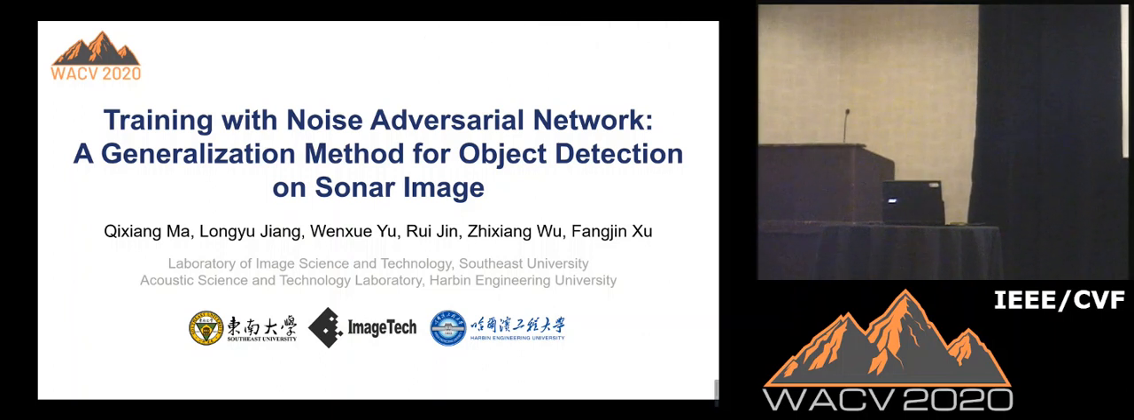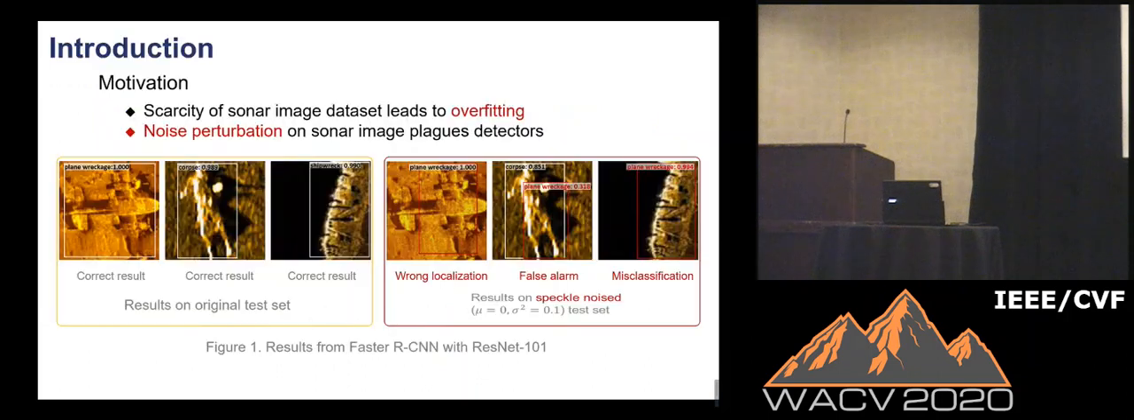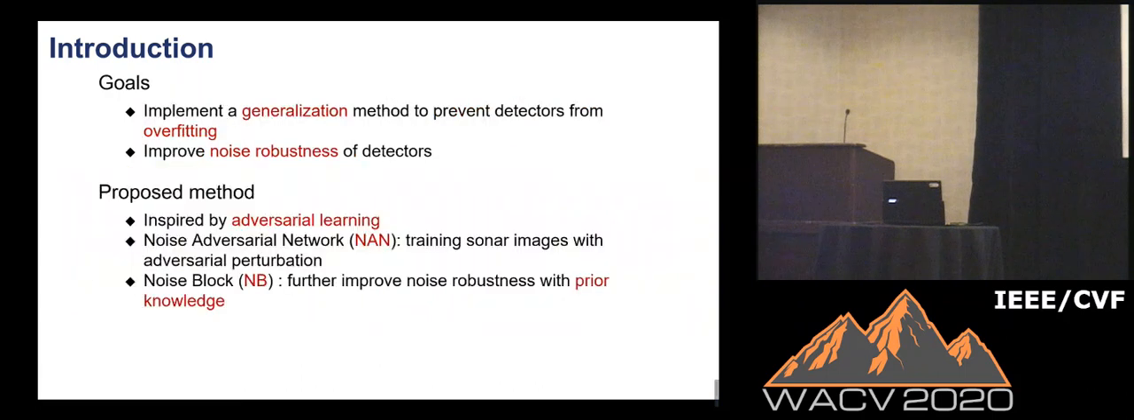Our work focuses on object detection of sonar images. Currently, the volume of noisy images is scarce and the noise perturbation makes the detector deteriorate. In this paper, we propose an adversarial method to generalize the object detector. Specifically, we propose a sideways network which is named noise adversarial network. It generates adversarial examples with random noise which follows Rayleigh distribution. In addition, we design an auxiliary component called noise block to further improve the noise robustness.